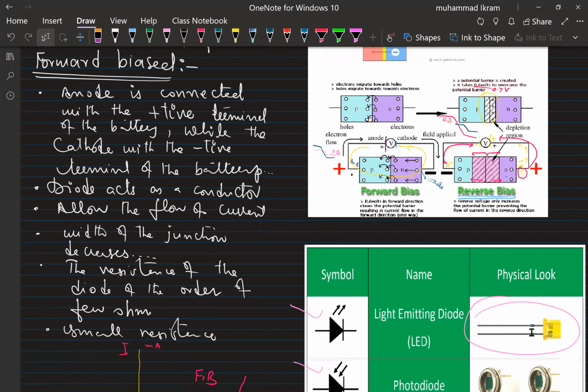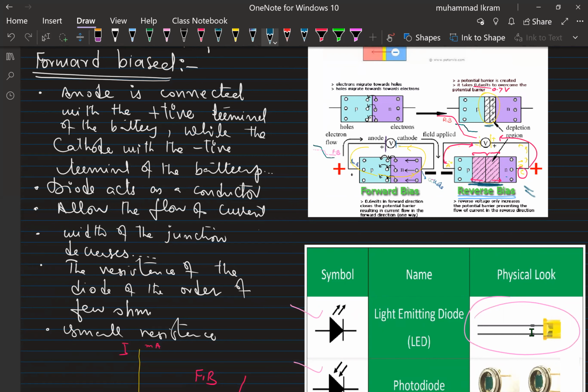Why? It is because, as you see here, once it is in the reverse bias condition, what is going to happen? The depletion region, or the width of the depletion region, increases, right? Here you just see, this is the potential barrier which exists, as I told, 0.7 volt for silicon. Now look at the normal condition. This is the width of the depletion region.